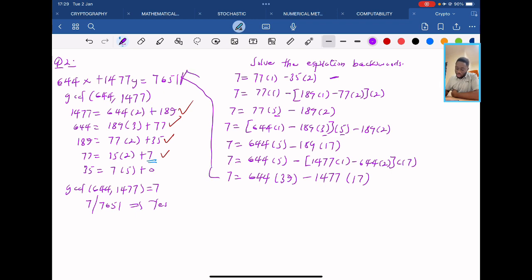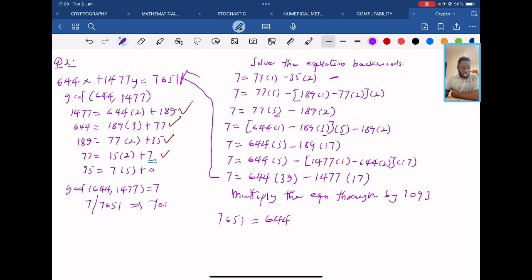Okay, so now that we've gotten this, you have to compare this equation to this. Now you can see that this has 7651 over here, and we have 7 over here. Now since 7 is a divisor of 7651, we can multiply through by a certain number, and which number times 7 will give us 7651, and that is 1093. So multiply the equation through by 1093. So we are going to get 7 times 1093, so 7651.